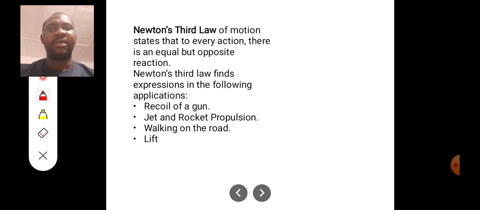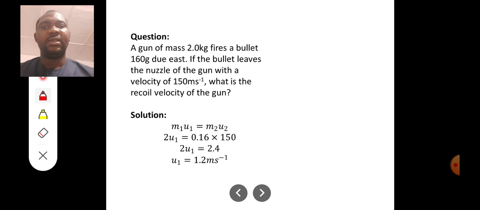I didn't make provision for pictures. Jet and rocket propulsion is another example. So walking on the road actually is another example. Then lift is another example. Okay, so here we see a question here.